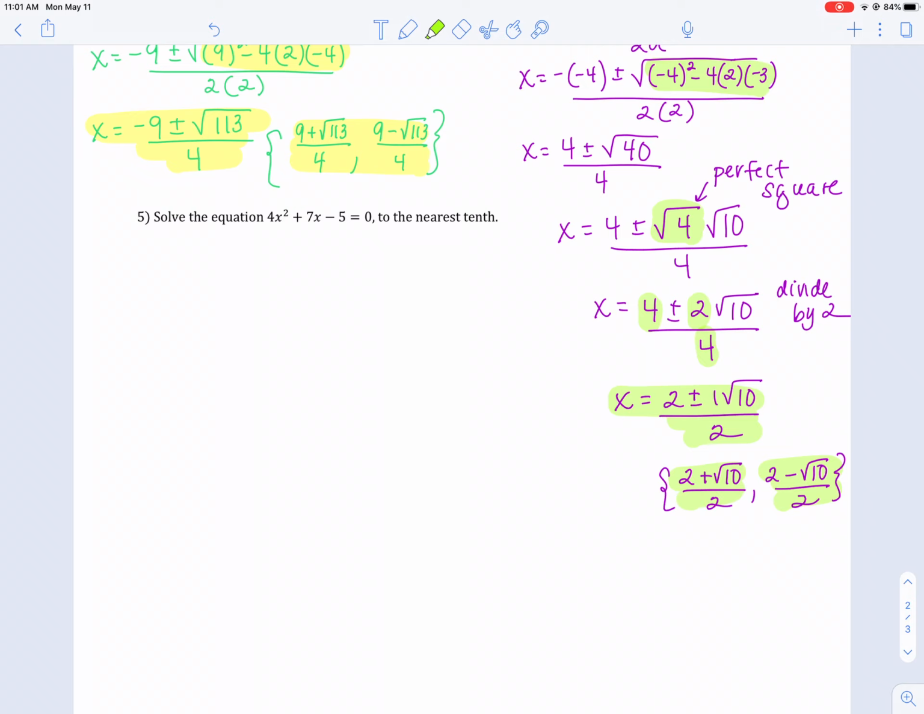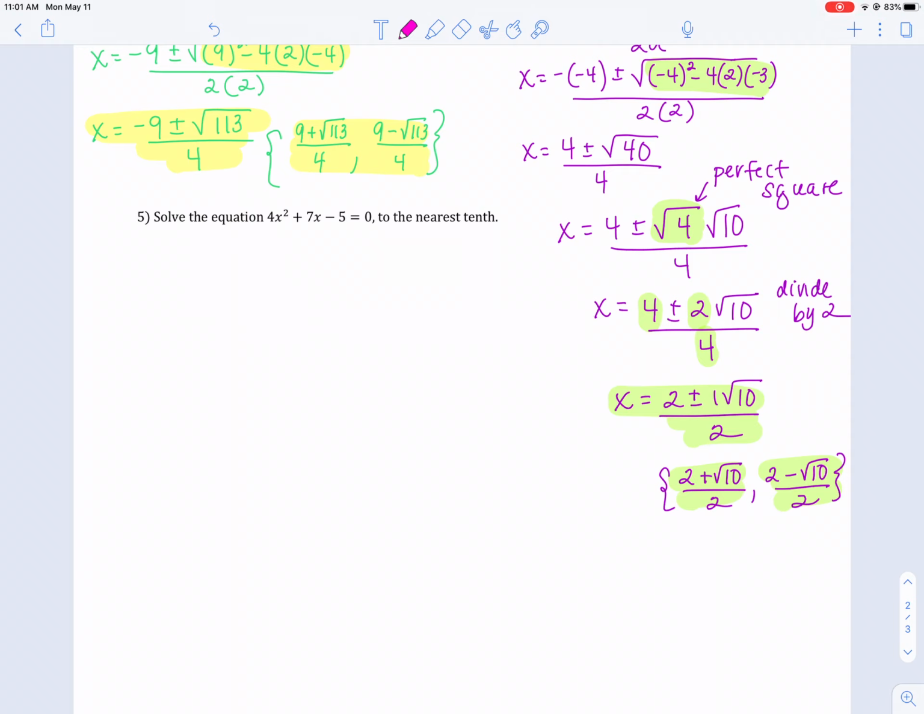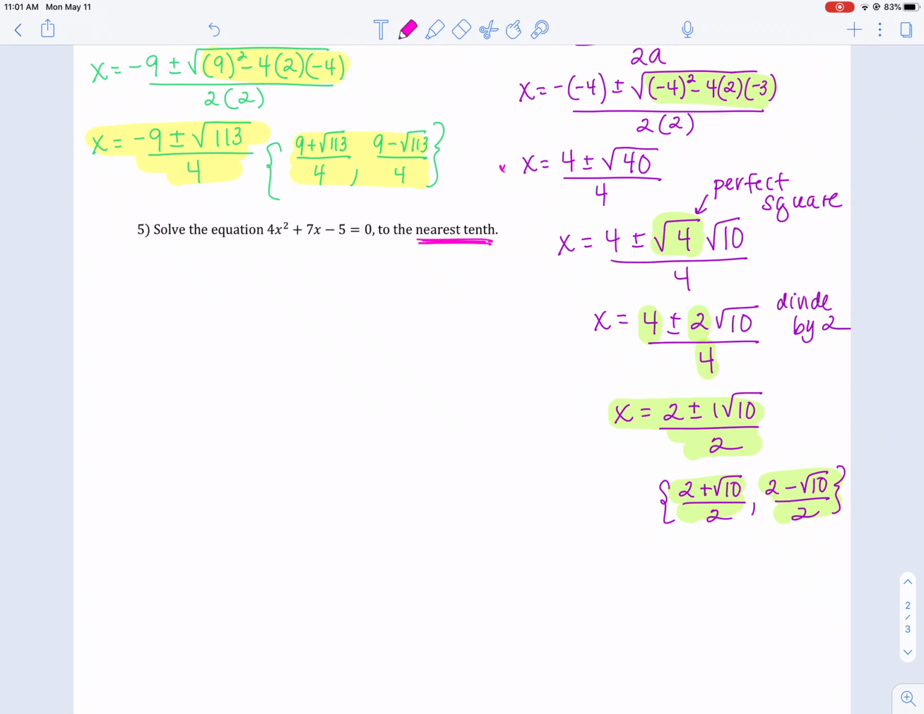Okay, so now here's the huge difference with what we've been doing and number 5. What does number 5 say? To the nearest 10th. So you are no longer going to do simplest radical form. When you get to this point up here, okay, you're going to go straight to the calculator. So I'm going to show you this.